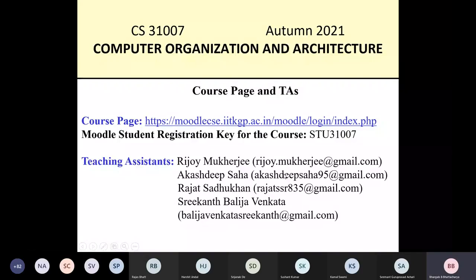And in this course, we'll be supported by a very good team of TAs. So these four TAs, Rajay Mukherjee, Akash Deep Saha, Rajat Sadhukhan, and Srikant, are all experienced and have assisted us in previous semesters. So in case of any difficulty, don't hesitate to contact any of them. All right.